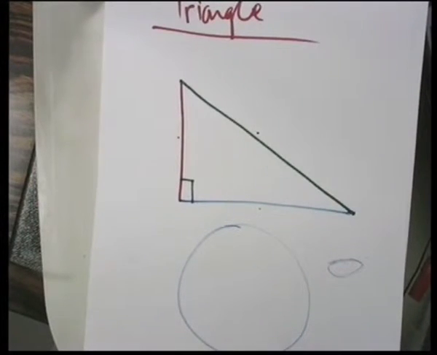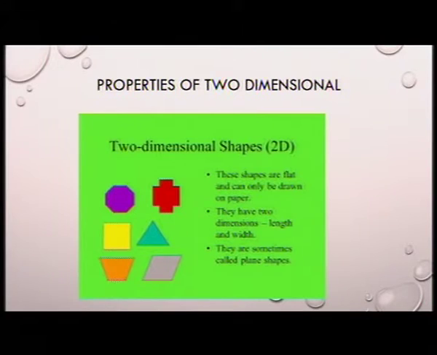Now, properties of two-dimensional shapes. It is very critical that you teach them the properties of two-dimensional shapes. These shapes are flat and can only be drawn on paper. They have two dimensions, the length and the width. There is no third one. So it's either the length and the width. They are sometimes called plane shapes. In other words, they are just flat like a plane. So those are the two-dimensional shapes.